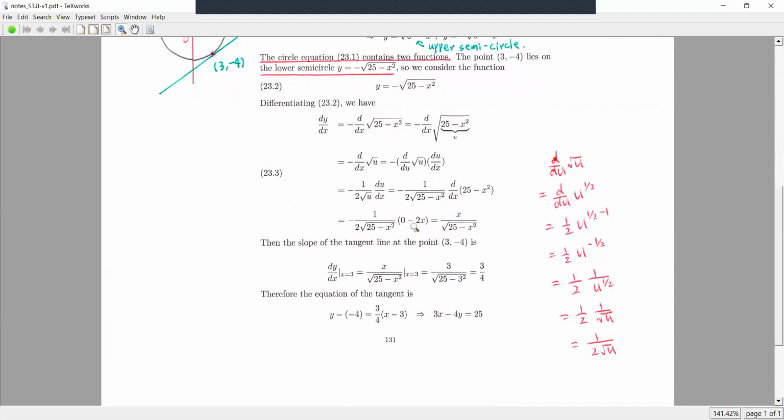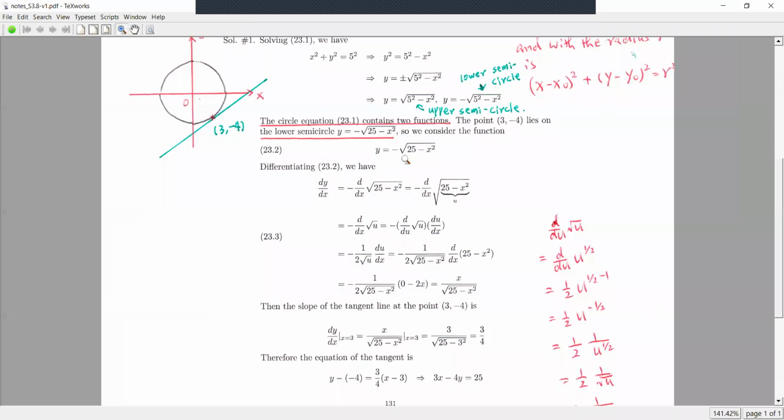Now cancel the number 2 and cancel the minus sign. Then we have this equation. This is the derivative of this function. After we get the derivative of the function, we can tell the slope of the tangent line at this point. Plug in the x coordinate of the point in the derivative. Then we get the slope of the tangent line at that point is 3/4.